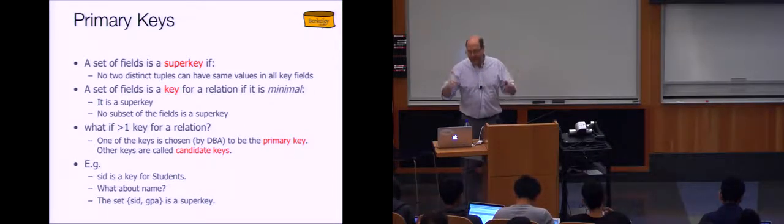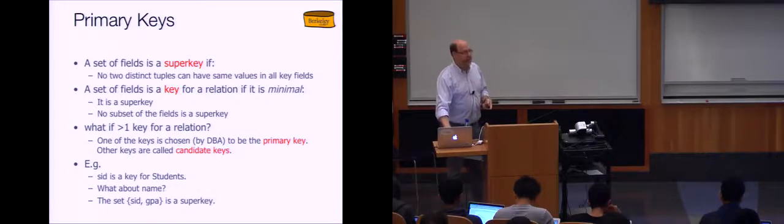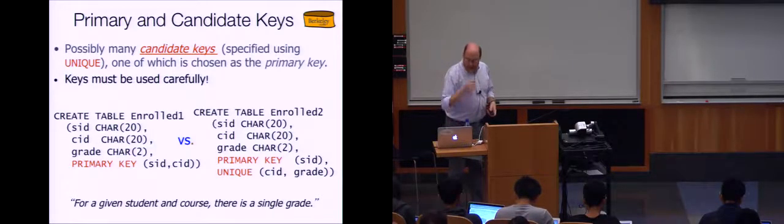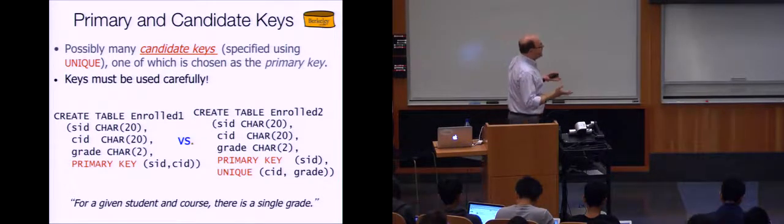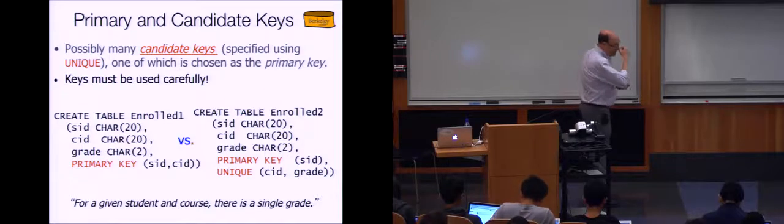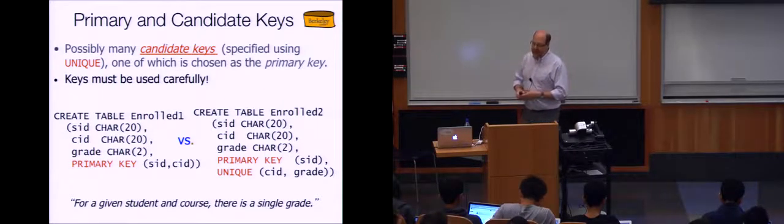All right, so a lot of definitions, but I just wanted to go through it. Any questions about any of that? Okay, so then the question is, given these concepts, how do I use them when I'm creating my tables?